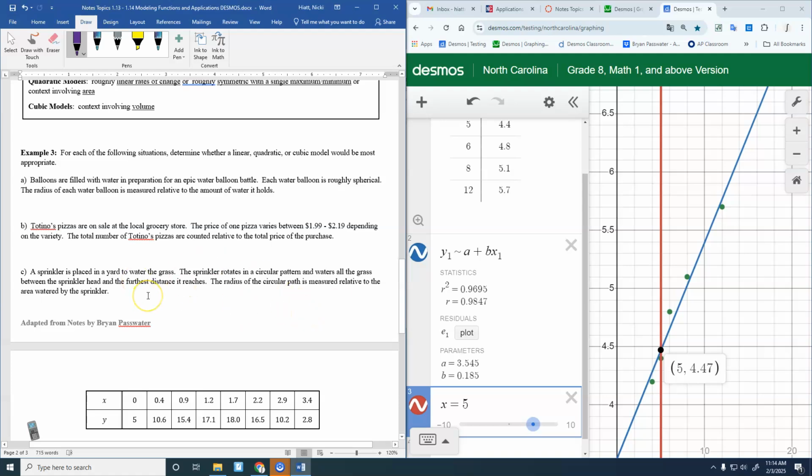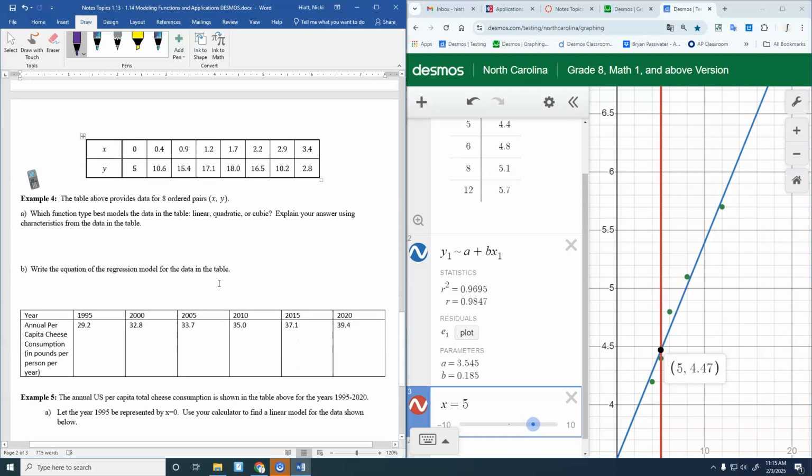It's going to be quadratic, because area is typically going to be quadratic. Think about the area formula. It's pi r squared. That r is squared there. So that one is going to be quadratic. It's also like the sprinkler reaches out and comes back. So it's basically like that, coming back over. Yeah.